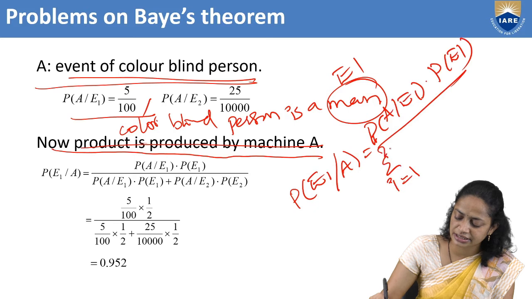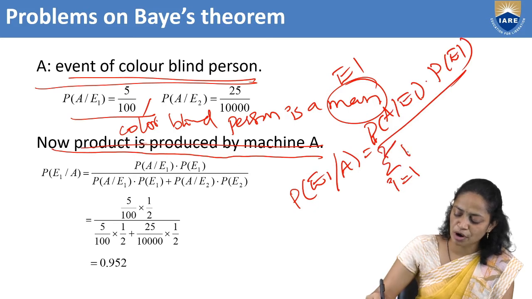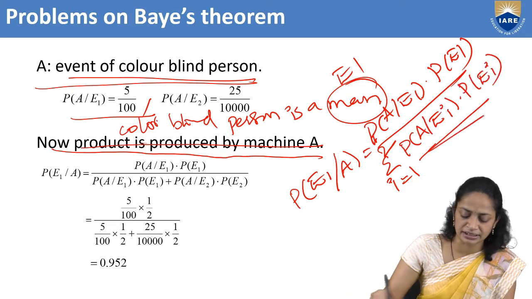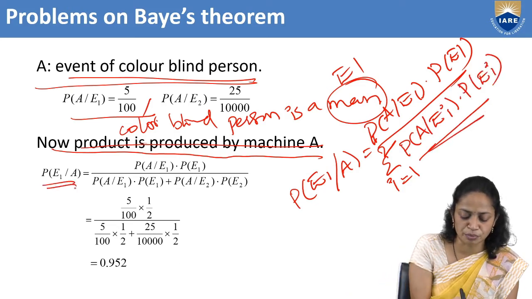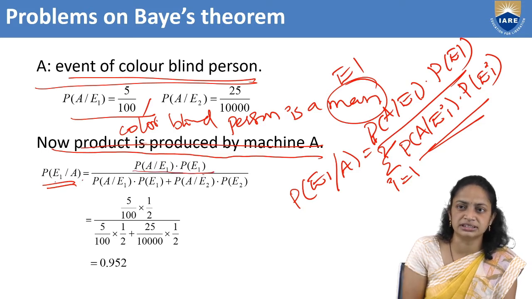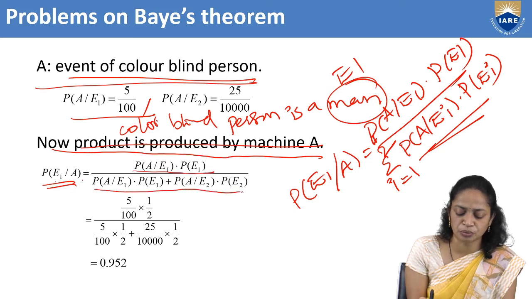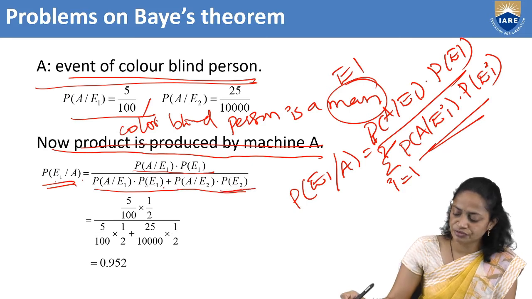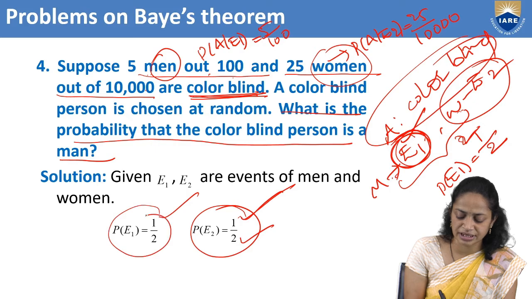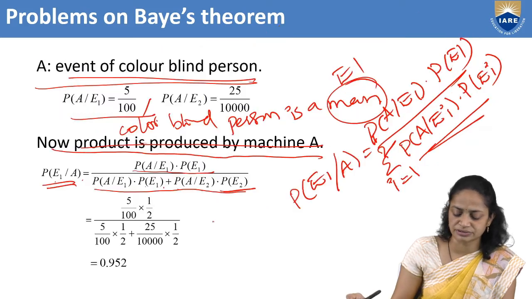How many possibilities are there? Men, women. So probability of A given Ei into P of Ei. If you expand this one, we will get the formula. So probability of E1 given A equals probability of A given E1 into P of E1 divided by probability of A given E1 into P of E1 plus probability of A given E2 into P of E2. So we know that probability of E1 is 1 by 2, probability of E2 is 1 by 2.